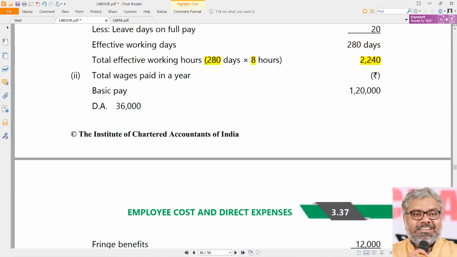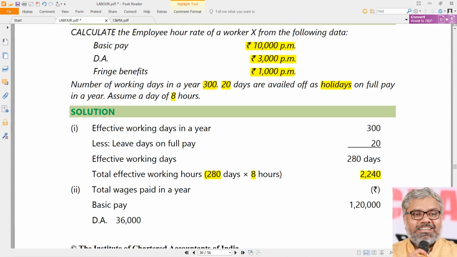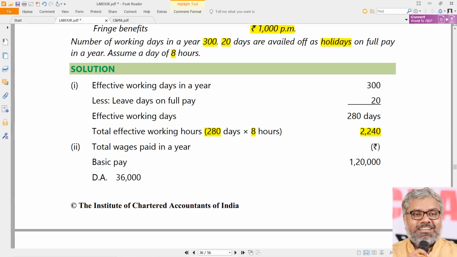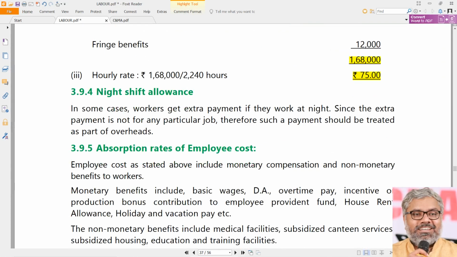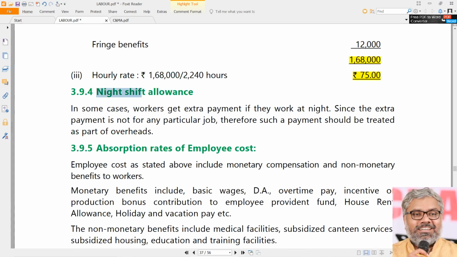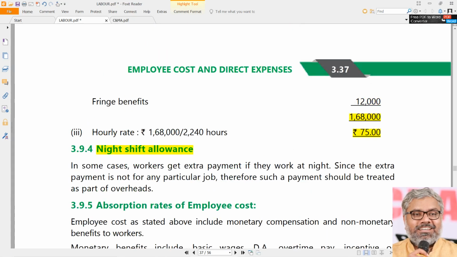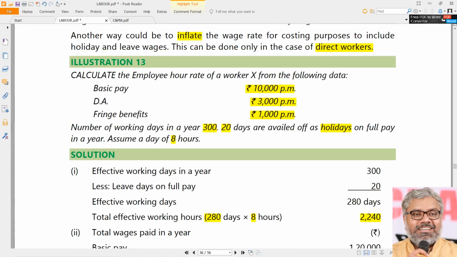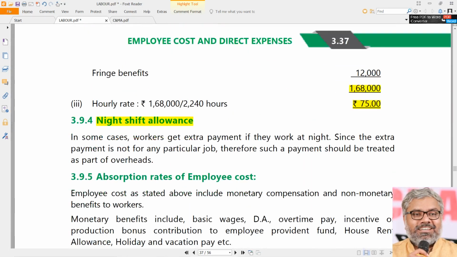That is the question. So what did we do here? As far as cost is concerned, we included the pay which is given to the employee during the leave period. But as far as the number of hours worked is concerned, we have taken only the effective hours actually worked. So the denominator we have reduced. When the denominator is reduced, we have inflated the hourly cost. That's what happened here. It is around 75 rupees in this case. So that is about leave and leave salary. Leave with pay can be treated like this. That is one of the illustrations about it.